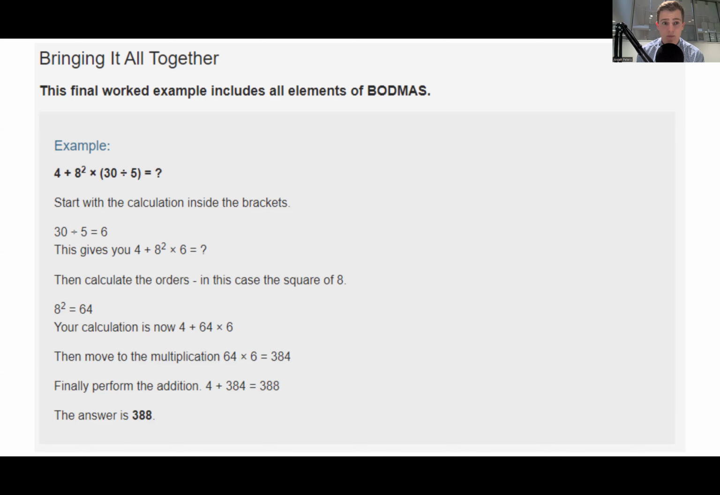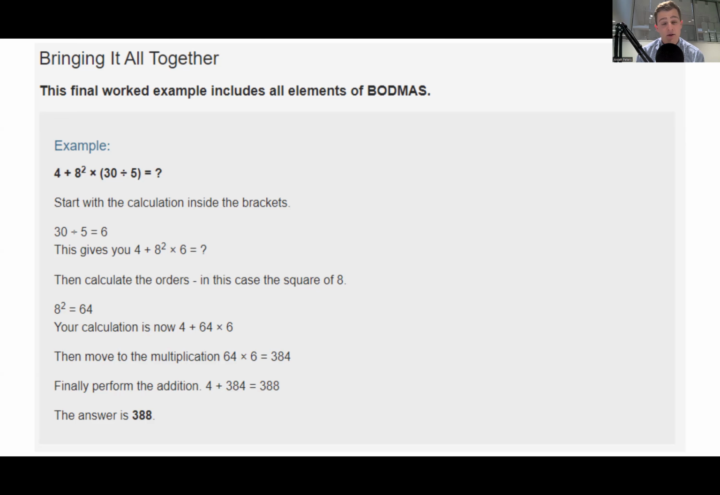So let's stop. We're going to rewrite our formula. Now I've done the bit in brackets. So that gives us 4 plus 8 to the power of 2 times 6. Now we're going to calculate the orders. In this case, we've only got a squared. So it's 8 squared, and 8 times 8 is 64. So we're going to stop and we're going to write it out again. 4 plus 64 times 6.